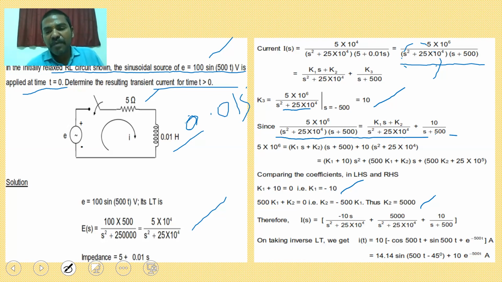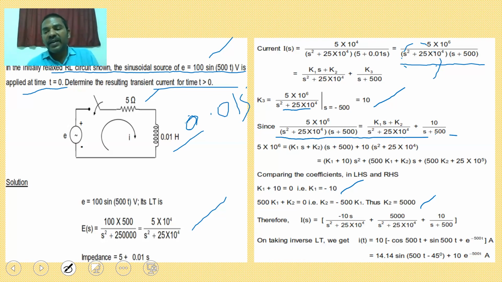Taking the inverse Laplace transform, 10 into minus s by s square plus omega square, so that you can write as minus cos 500t. Then omega divided by s square plus omega square, that is sin 500t, plus 10 into 10 divided by s plus 500, so e power minus 500t.